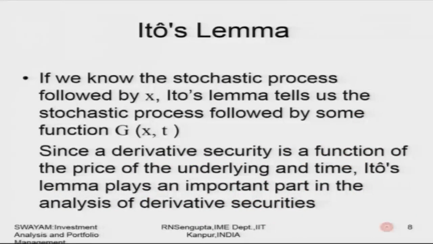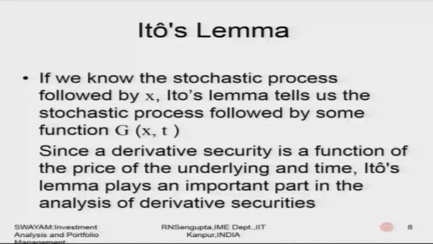So, if you know the stochastic process followed by X, the Ito lemma tells us the stochastic process followed by a function G(X, t), where X is basically the random variable and t is the time. We later see how we can utilize the stock prices S as the random variable, use that in Ito's lemma's concept and proceed further to find out the Black-Scholes model.